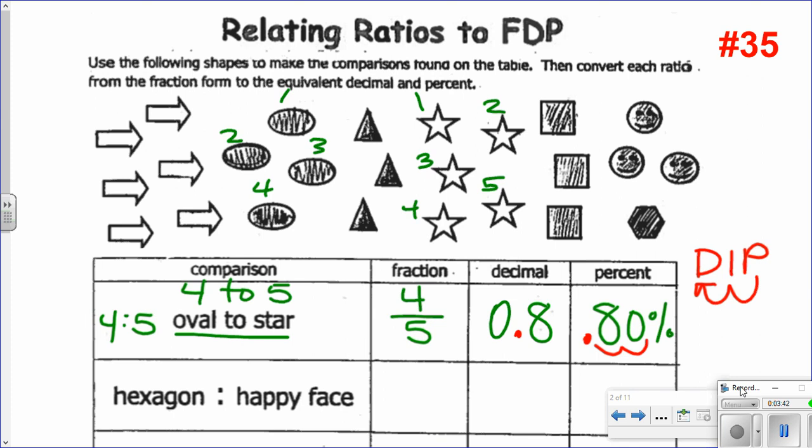Soon you'll have a quiz on just ratio. For example, I might ask, what is the ratio of ovals to stars? And you would say 4 to 5. But today it's on fractions, decimals, and percents. So it's really important that you take this time before your quiz and try your best, so that when you come back, you can check your answers and see how you did. All right, pause the video, and when you come back, I'll give you your answers.